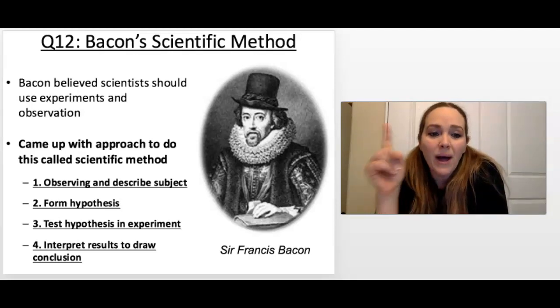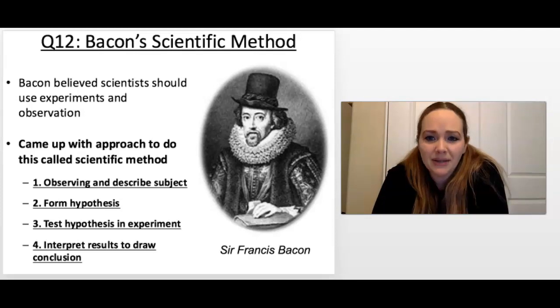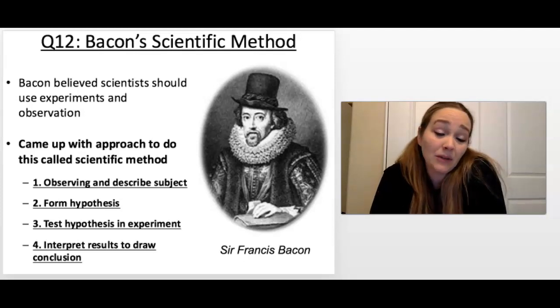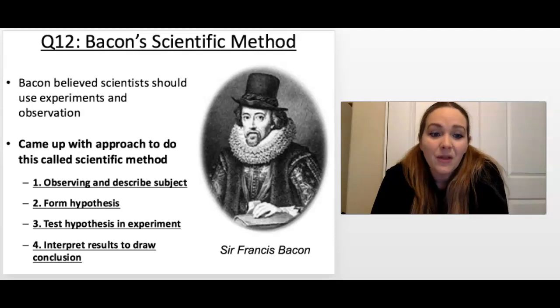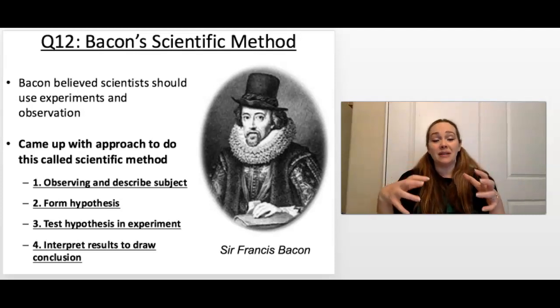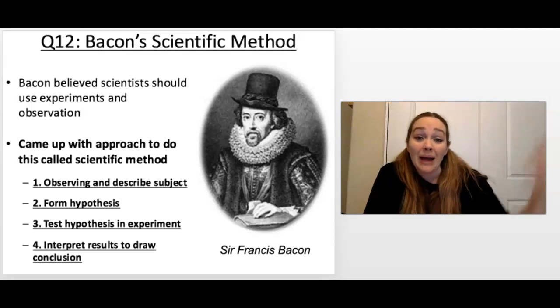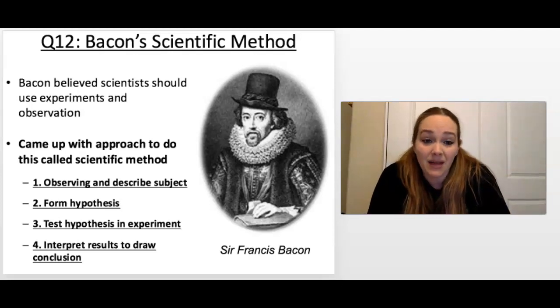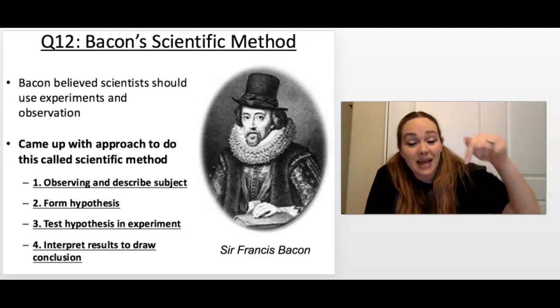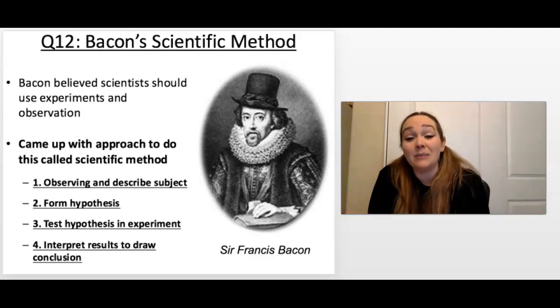All right, so 1, observe and describe an object. You have to observe an object to know anything about it, okay? 2, you need to form a hypothesis, which remember is an educated guess about whatever you think your outcome's gonna be. 3, test your hypothesis in an experiment. And 4, use the results of the experiment to actually draw a conclusion that you can show people or write about in a paper, that sort of thing. Those 4 steps still used today, even though the method now has been expanded.